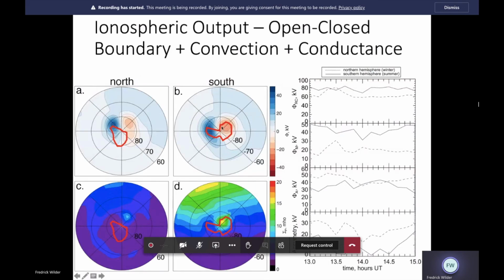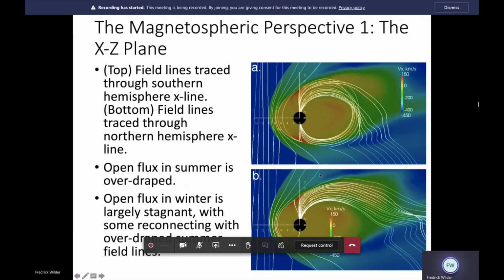You can see that there's much more circulation on open field lines in the southern summer hemisphere, and you see a larger voltage, which is the dashed line, in the southern summer hemisphere. So if we look out in the magnetosphere, here on the top we have field lines traced through the southern hemisphere to look at the reconnection there, and you can see lots of these overdraped fields. Some of them look like they reconnect in the winter, but there's just a lot of stagnant open flux that never reconnects in the winter, or is just waiting to be closed by these overdraped fields.